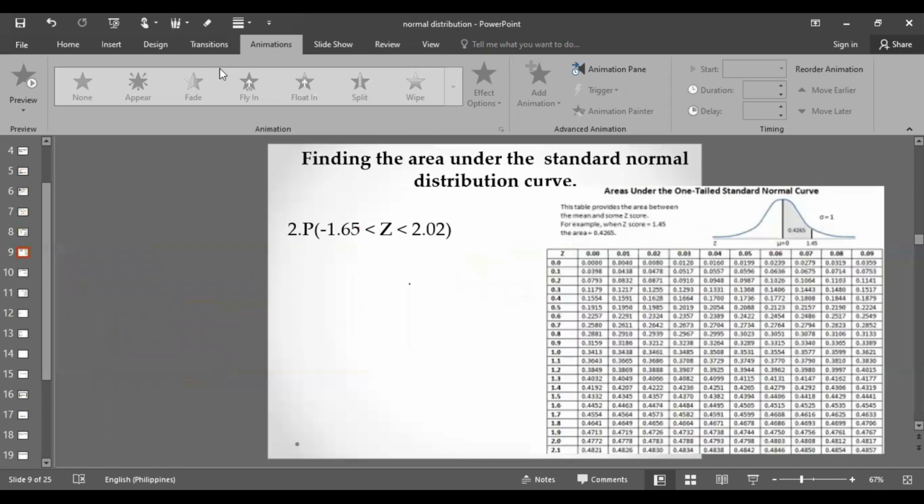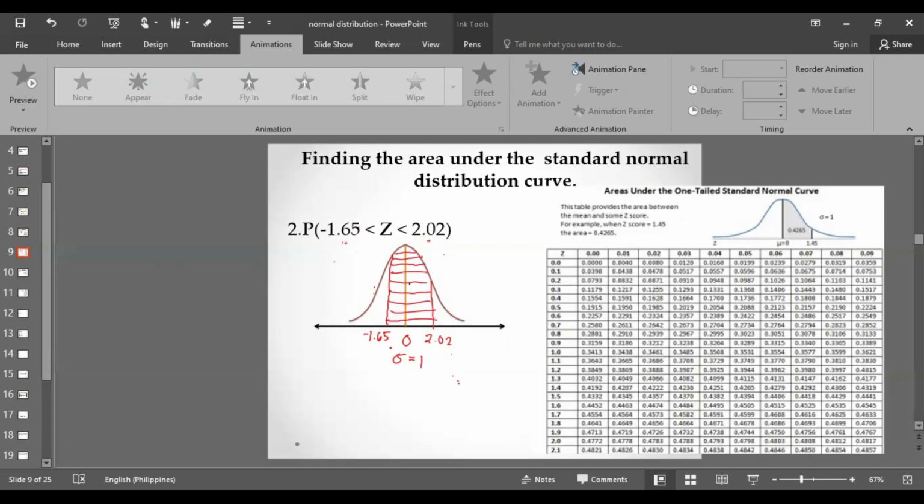Example number 2. Here, we're going to find the area between the z-scores negative 1.65 and 2.02. Again, first you have to draw a normal curve where the mean is 0 and the standard deviation is 1. Locate the z-scores on the x-axis. Say negative 1.65 is right here and 2.02. These are the two endpoints of the area. So this is now the graph and we're going to find the area of this shaded region.